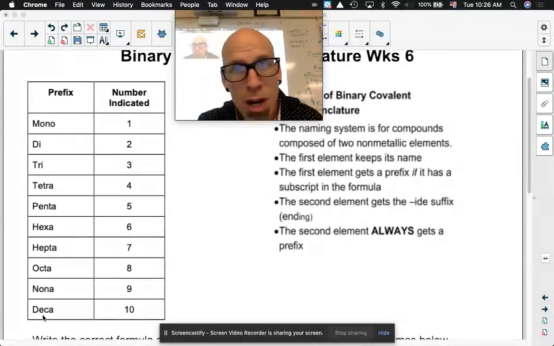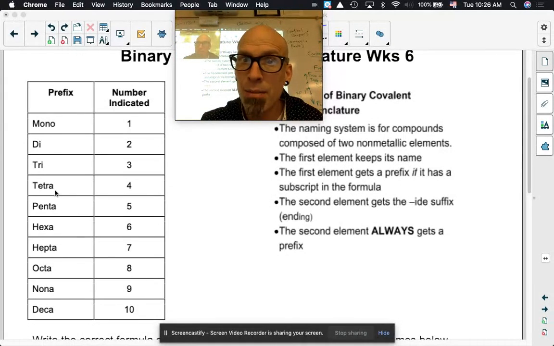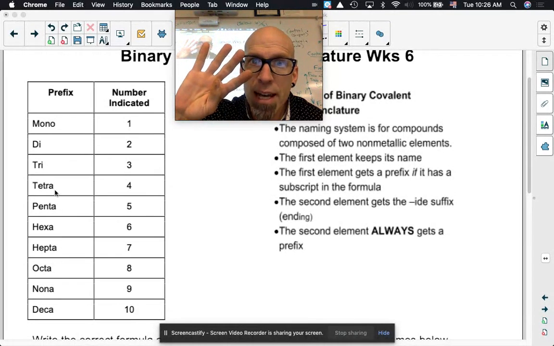Again, you don't have to have them memorized, but some of these should be pretty familiar, especially penta through deca. That's like math, geometry, shapes, right? Like a pentagon, hexagon: a 5-sided object, a 6-sided object. Now, mono, di, tri, I would think those are fairly common. Tetra, maybe you hadn't heard of tetra, except for maybe Tetris. Every shape in the game Tetris is made of how many blocks? 4. Tetra, Tetris, 4.